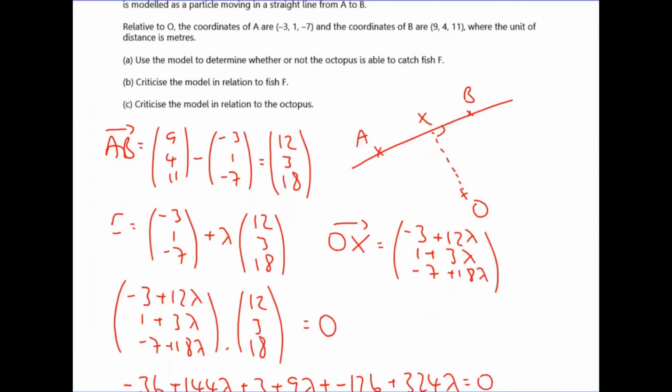Then there'll usually be at the end of these questions something like evaluate the model or criticize the model. So criticize the model in relation to the fish. Just say something like, well, the fish is not going to swim exactly in a straight line. Fish might be very fat. Because we've modeled it as a particle, but it might be a big fish, so it might be enormous.